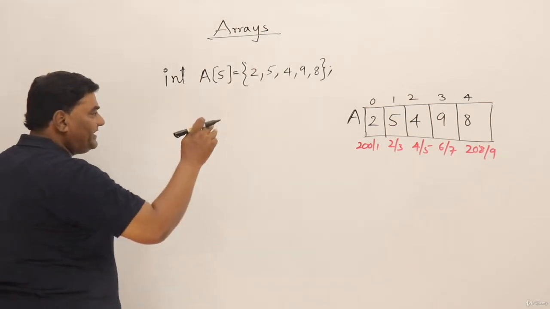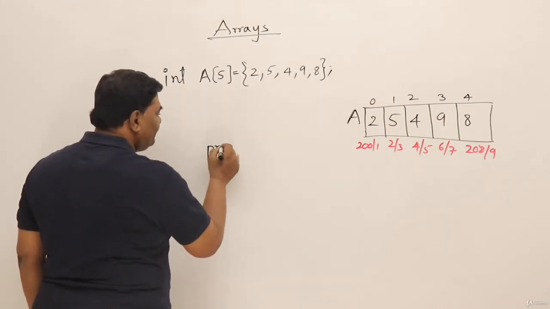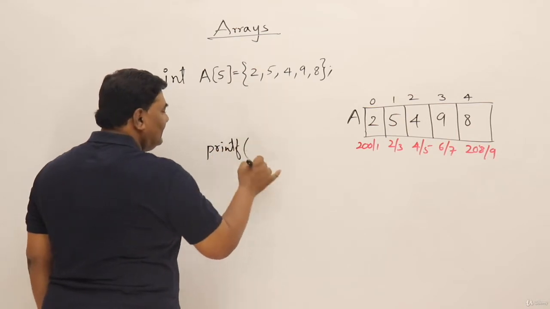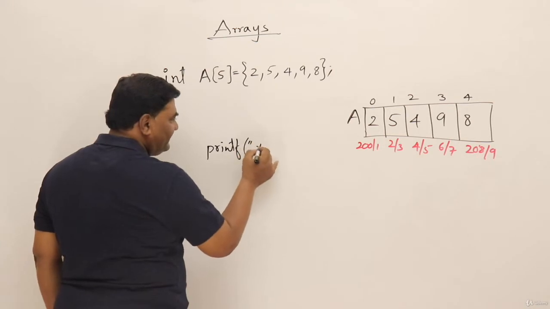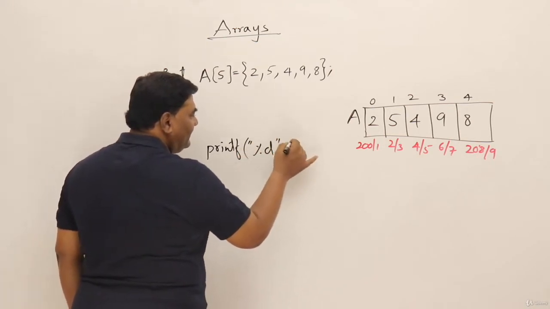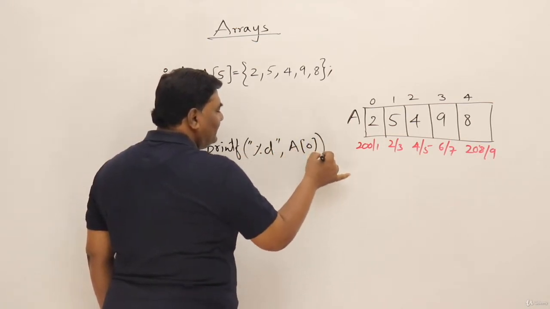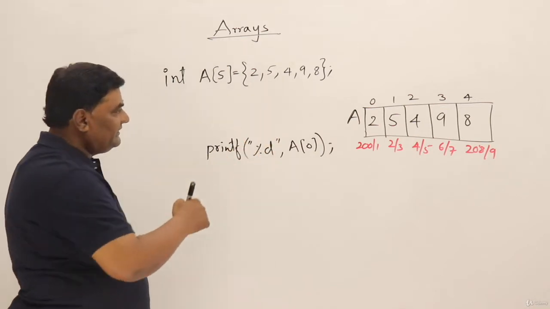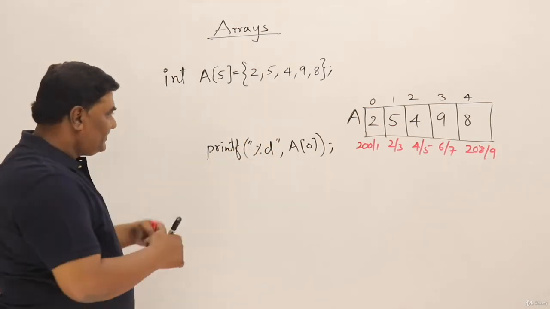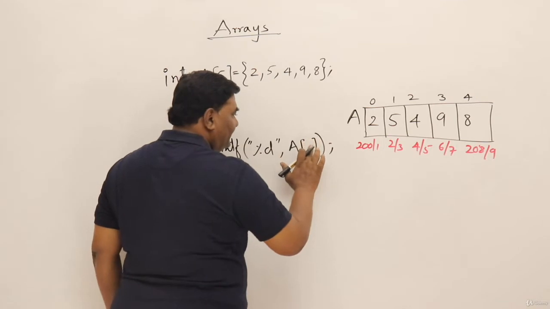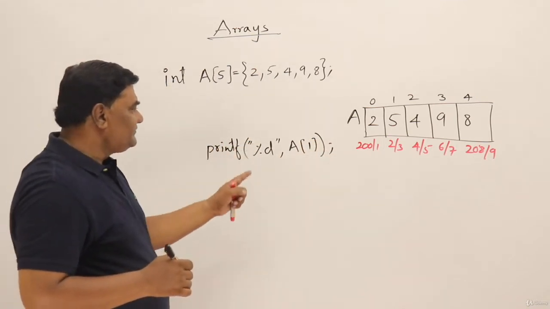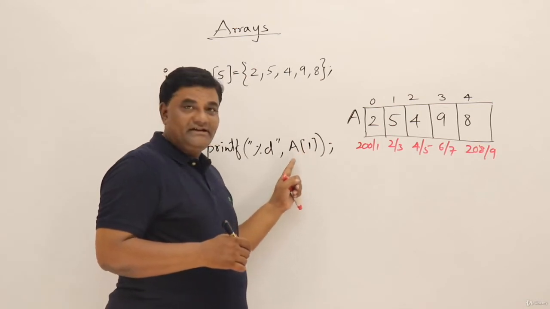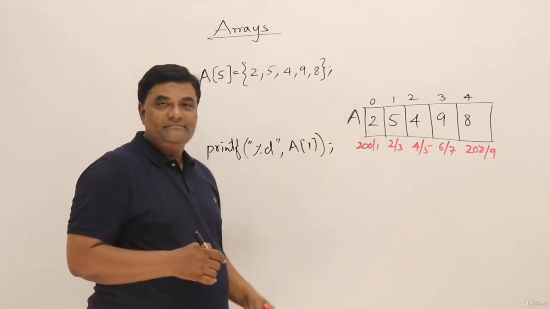So if I want to print any value, I can say printf. Suppose I want to print a value that is at index 0. Then I can say %d, a of 0. This will print the value at index 0. Suppose I want to print the value at 1, then I should make it as 1. So it means I can access all those values by just changing the index. A of 1, A of 2, A of 3, anything.